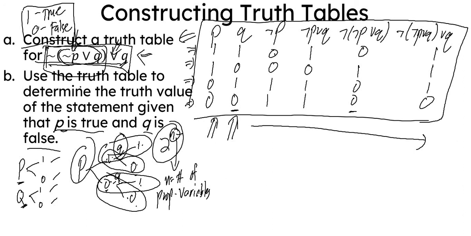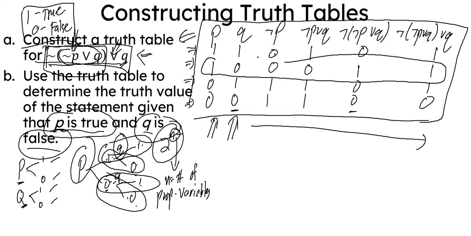And now, in letter B, we are asked to use this table to determine the truth value of the statement given P is true and Q is false. So here you go. If statement P is given as true while statement Q is given as false, this statement would have a truth value that is true. And that is one example of constructing our truth table.